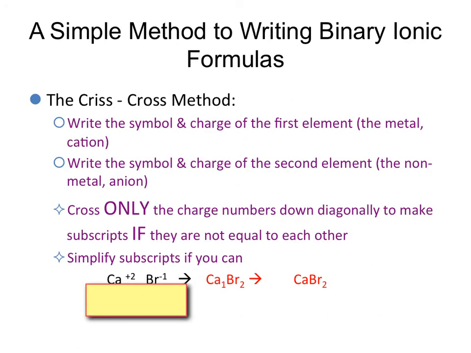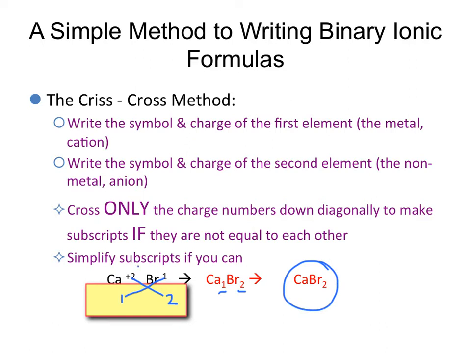So there is a shortcut to writing chemical formulas. It's called the crisscross method, and you do what you did before. You write the symbol and the charge of the first and the second element, but you cross only the charge numbers down diagonally to make subscripts if they are not equal to each other. As you can see with the example we just did a second ago, we will take the 1 and move it down here, and the 2 and move it down here. Those give you the subscripts of Ca1Br2, and then once again we know that the 1 doesn't need to be written, and we end up getting CaBr2.